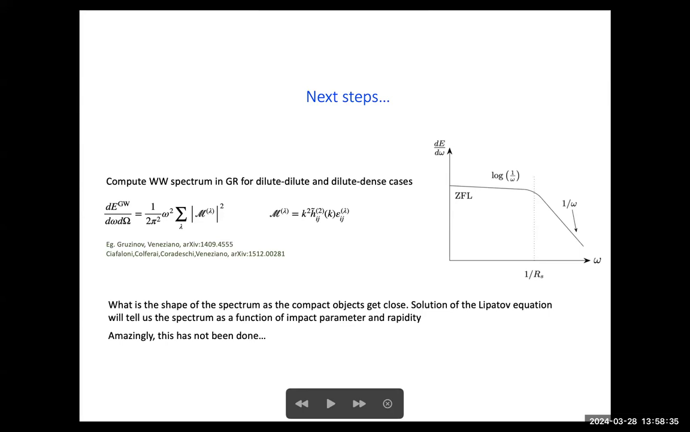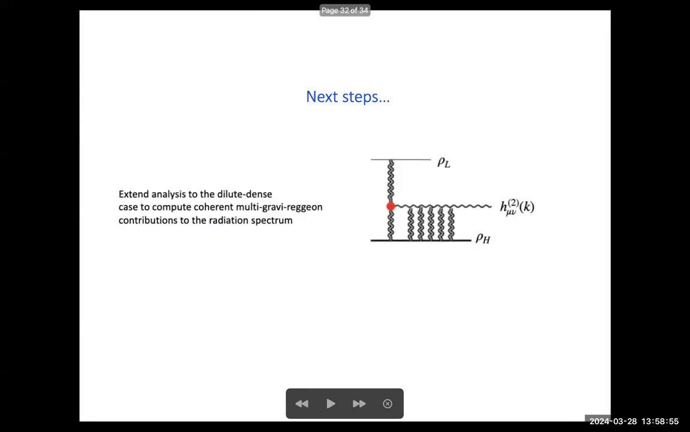And so we can take the gravitational spectrum we computed and compute the energy spectrum. The solution of this Lipatov equation will tell us how this changes as a function of impact parameter, the principal profile. And amazingly, this hasn't been done. So this is something that we are working on. Hopefully we'll have an answer soon.